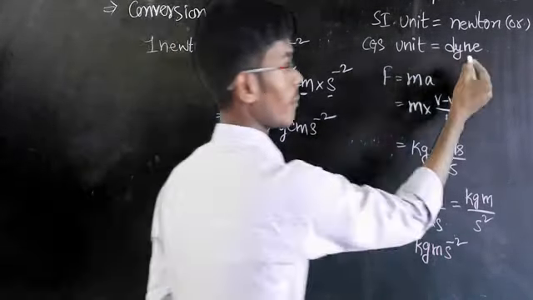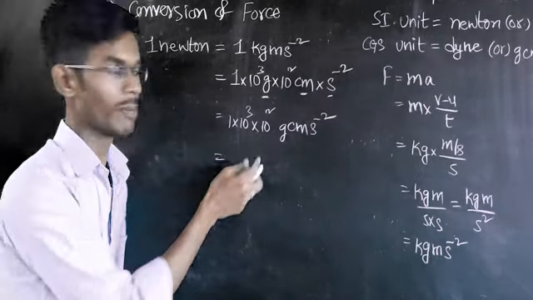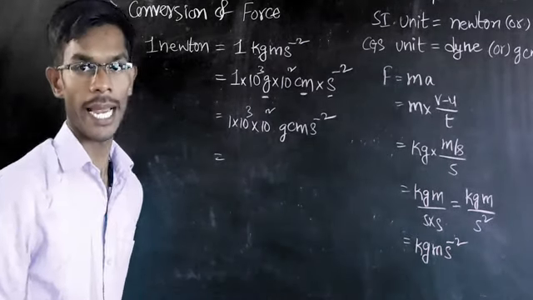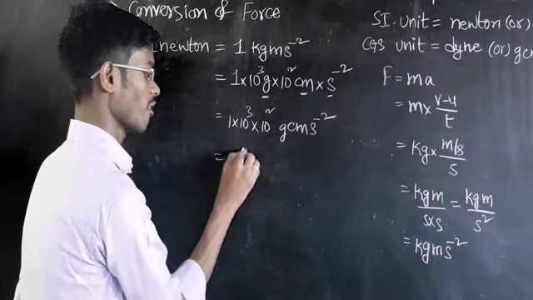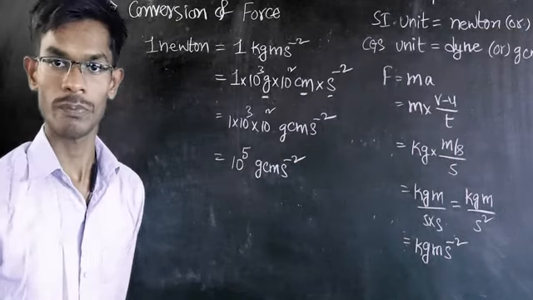Now we got it in the form of gram, centimeter, S power minus 2, which means CGS system of units. Then 10 power 3 into 10 to the power of 2 means what? A power m into a to the power of n: if the bases are equal, then powers can be added. 3 plus 2, 5. 10 to the power of 5 gram, centimeter, S power minus 2.